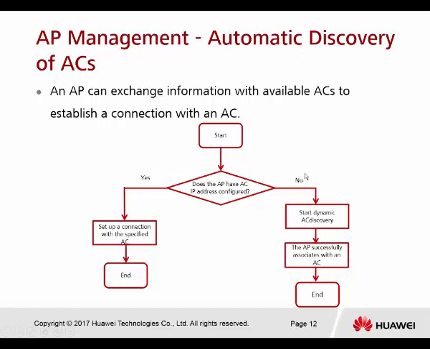If you never configured any AC IP address on the AP, the AP will start sending dynamic discovery. It will send a broadcast, or if we enable option 43 on the DHCP server, it will use option 43 to find the AC. When the AP successfully associates with the controller, they will form the CAPWAP tunnel and establish the connection.